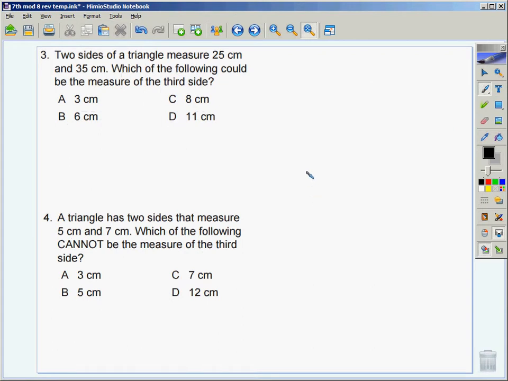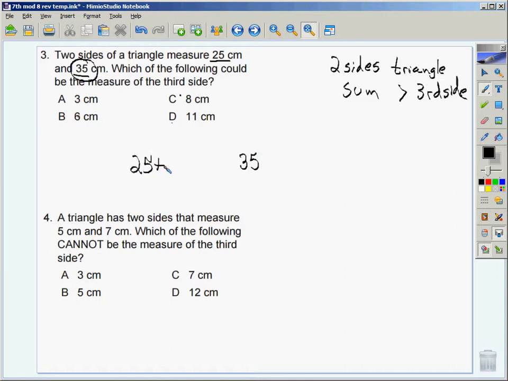Number 3, this deals with the fact that two sides of a triangle, their sum has to be greater than the third side. If I take a look, 25, 35, and even at all of these, I want to look for which one's the largest. 35 is the largest one of them all. So they're saying, what can I add to 25 that's going to get me bigger than 35?